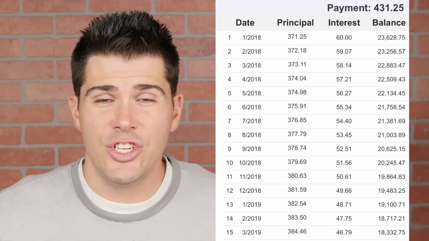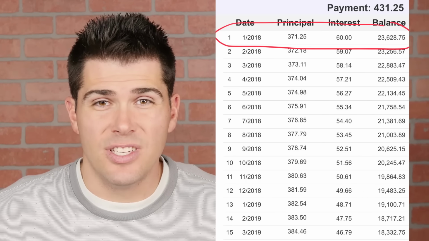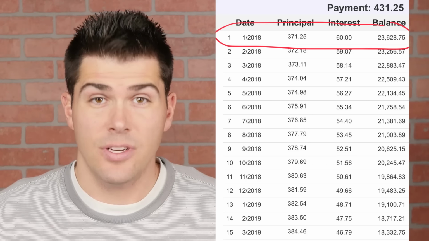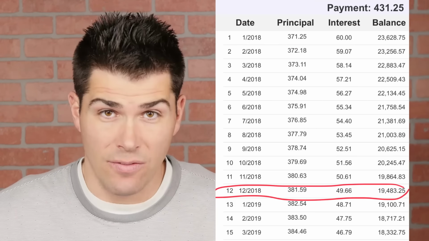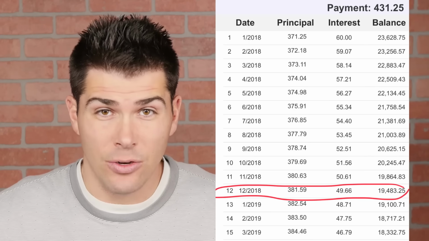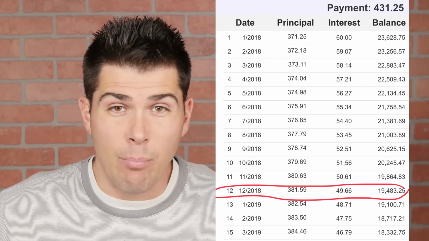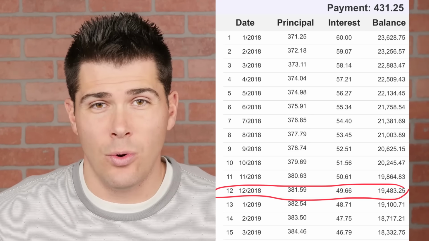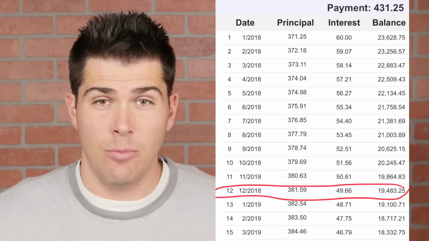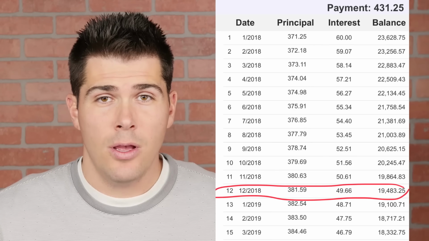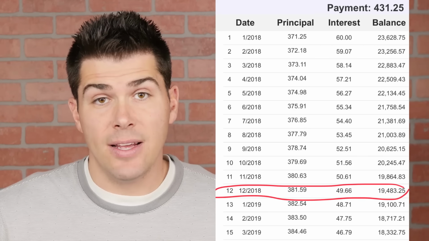So from this information, you're going to be paying $371 your first month in principal and $60 in interest. Now look at month 12. You're now paying $382 in principal and $50 in interest. So why are these numbers getting better over time? This is happening because as you pay down the principal on your loan, you don't owe as much on it anymore. And the 3% rate is just charging you interest on what you owe. So as you owe less, you pay less in interest.